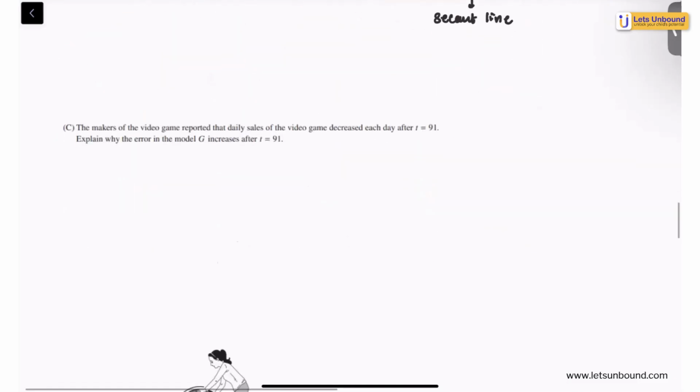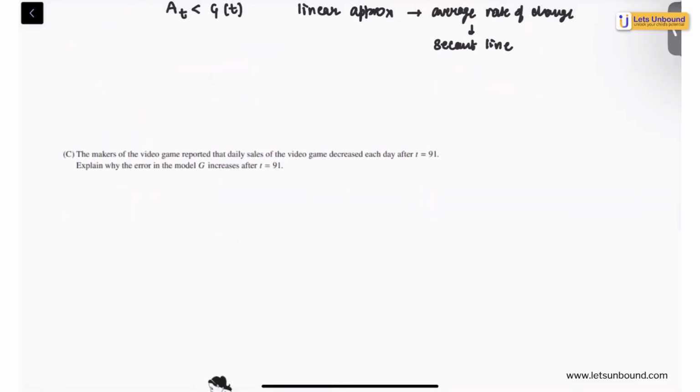Let's understand the C part now. It says the makers of the video game reported that the daily sales of the video game decreased each day after t equal to 91. Explain why the error in the model G increases after t equal to 91. Now, when they're talking about error in this case, error means the difference between the values of A(t) and G(t), which ideally would mean G(t) minus A(t) or A(t) minus G(t). So why is that error in the model increasing after t equal to 91?